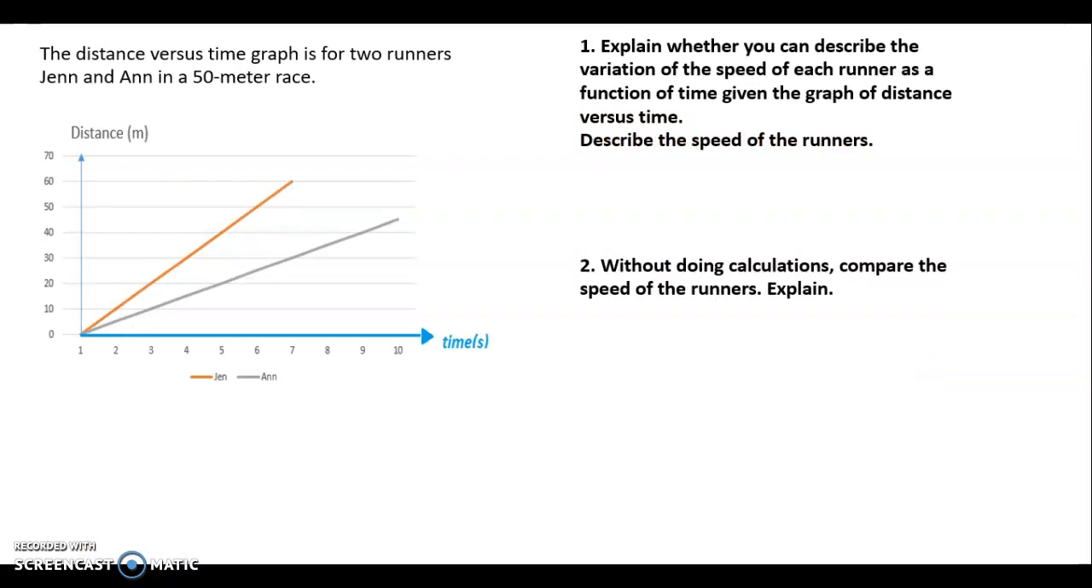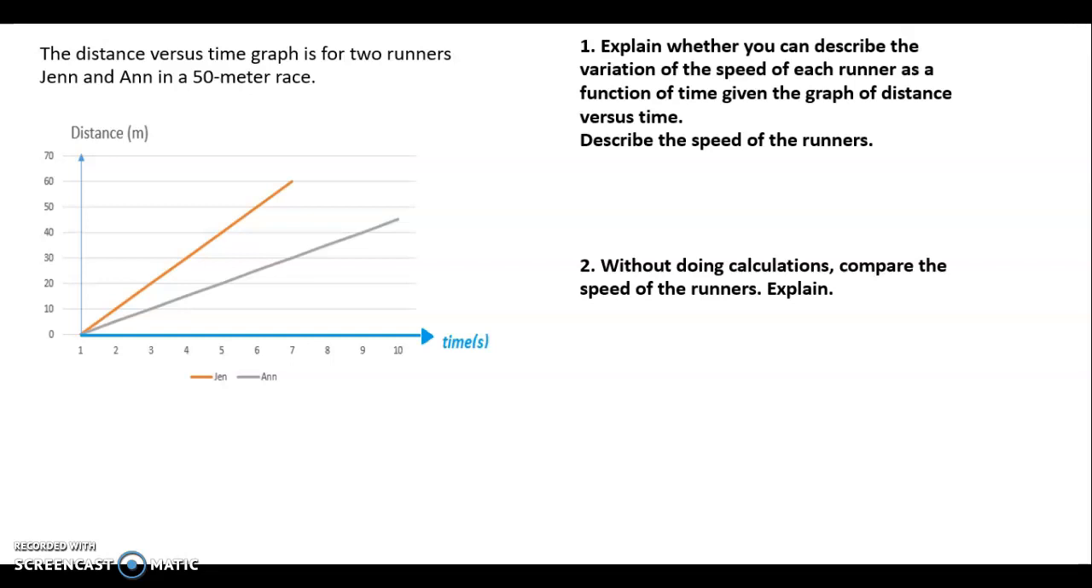The distance versus time graph is for two runners, Jen and Anne, in a 50-meter race. So the orange graph is for Jen and the gray one is for Anne. Explain whether you can describe the variation of the speed of each runner as a function of time. Given the graph of a distance versus time, describe the speed of the runners.